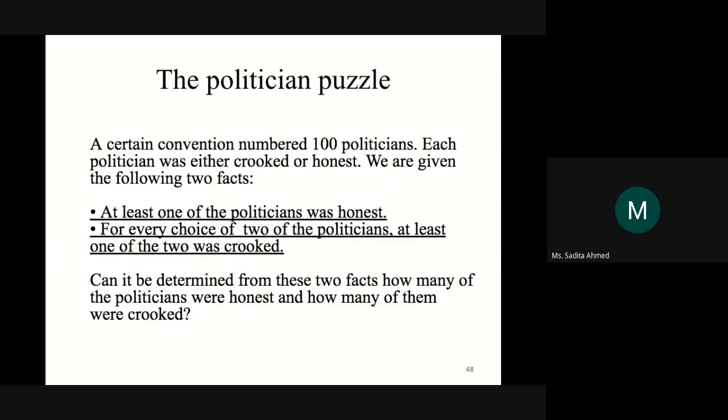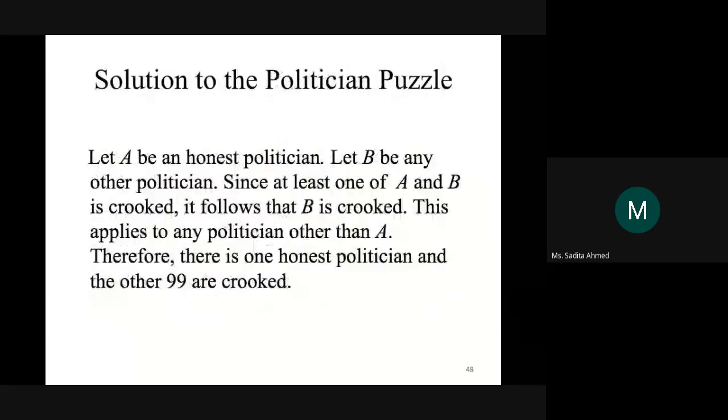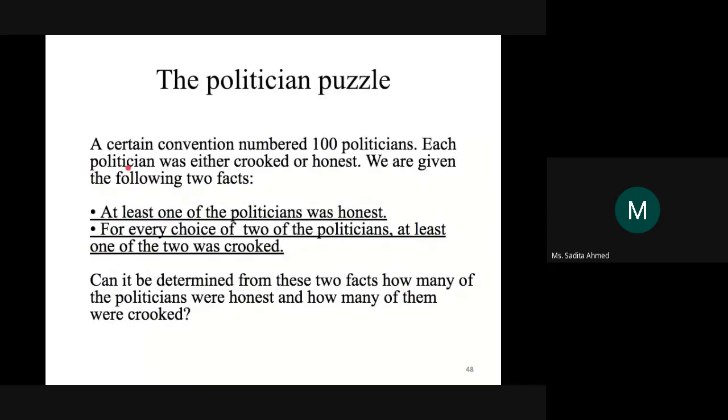What if we always fix one of the positions of the pair, one of the politicians in the pair? What if we fix it to the honest one? We have at least one honest politician, right? What if we fixed one of the politicians to the honest one? If we always keep A fixed in this pair, if A is always fixed, then what must it mean? It means that B is always going to be crooked, because at least one has to be crooked.